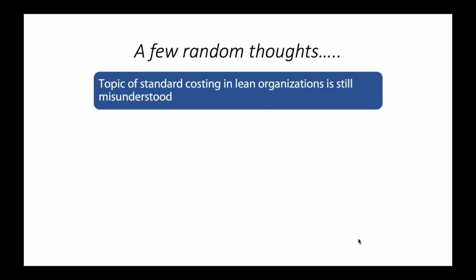So here's a few random thoughts, and a lot of this has to do with why I developed this presentation. I wrote the article, I've given this presentation at a few conferences, I've written a few blogs about it. One is the topic of standard costing in lean organizations today, even today, I think is still misunderstood. Primarily because different parts of the organization have different views about what standard costing is and what standard costing does.